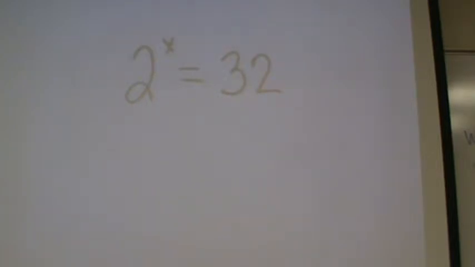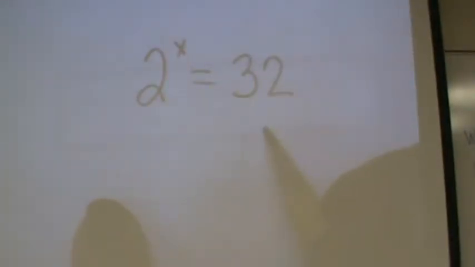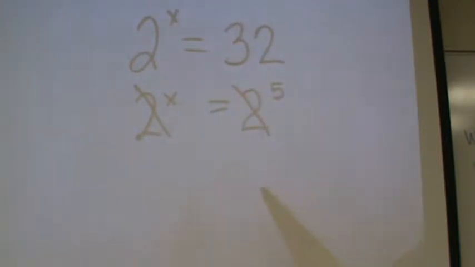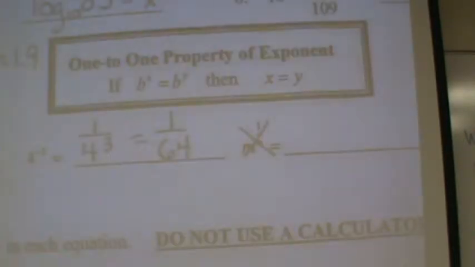One of the things that you can do is get both of these to be the same base. So I know 32 can be written in base 2. Does anyone know what 32 in base 2 is? It's 2 to the 5th power. So, this one-to-one property says, see how these bases are the same? So you set these exponents equal to each other, like that. We're going to use this property a little bit in this section.